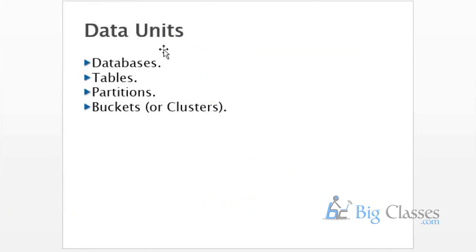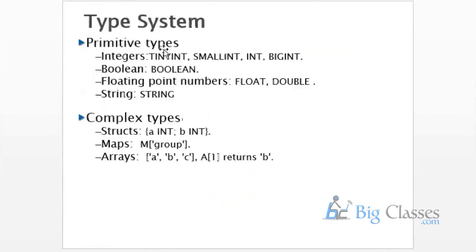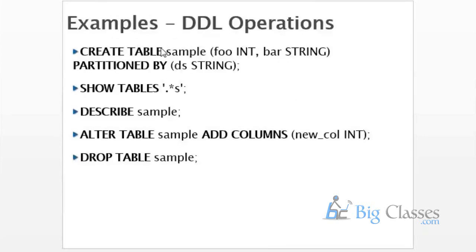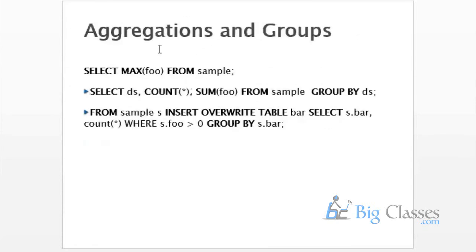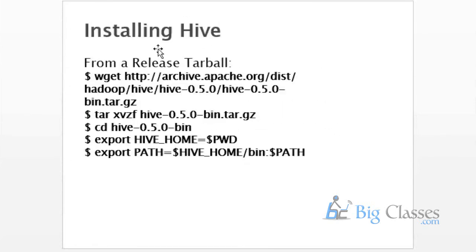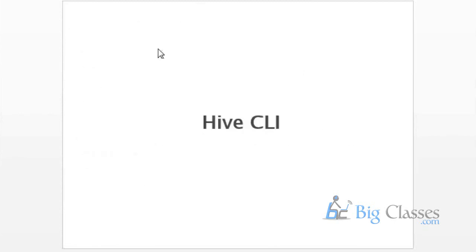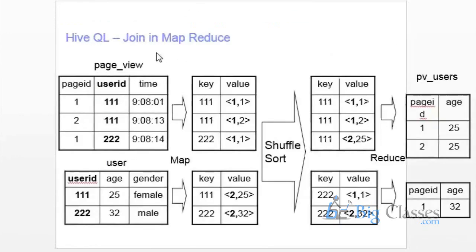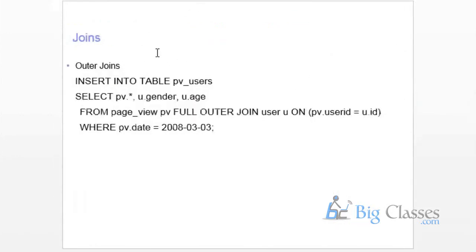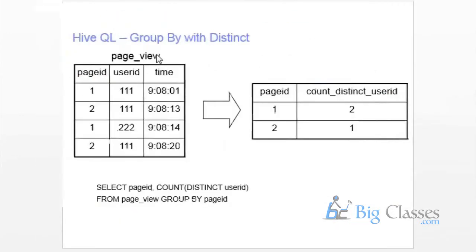Hive has its own database, and inside the database we are going to have tables. Each table is divided into a number of partitions, and each partition is divided into a number of buckets. And Hive is going to have two types of data types: primitive data types and complex data types. We will discuss how to create those queries, how to load, how to write the select queries, insertion, how to install Hive, how to set up the configuration, the command line interface, and how to write join operations in Hive.